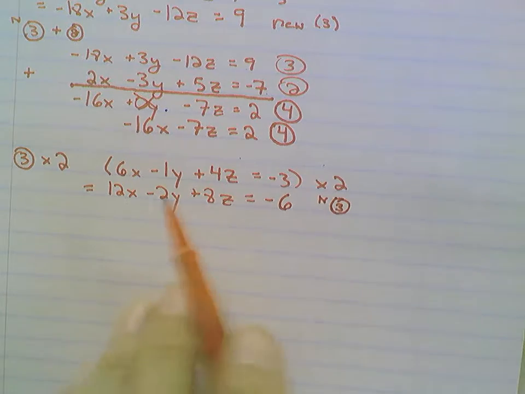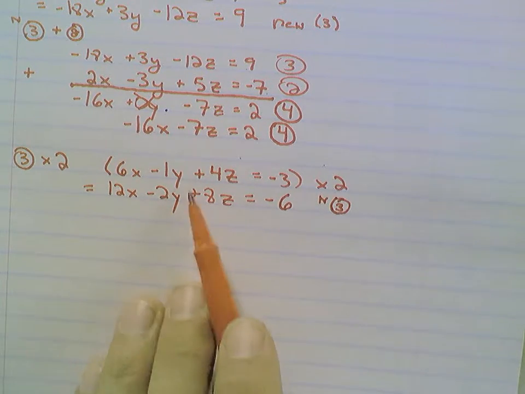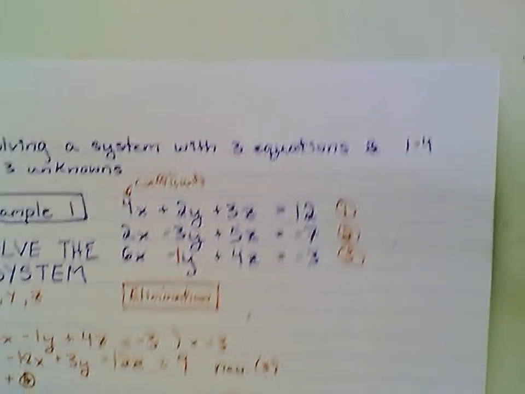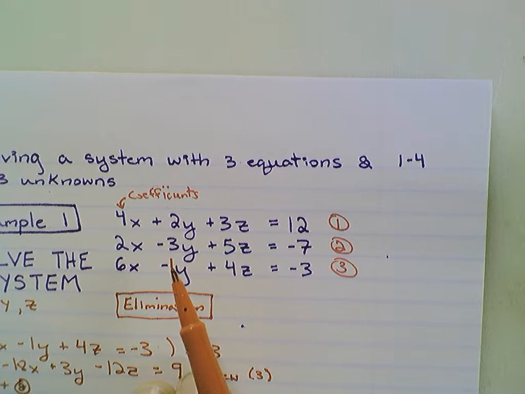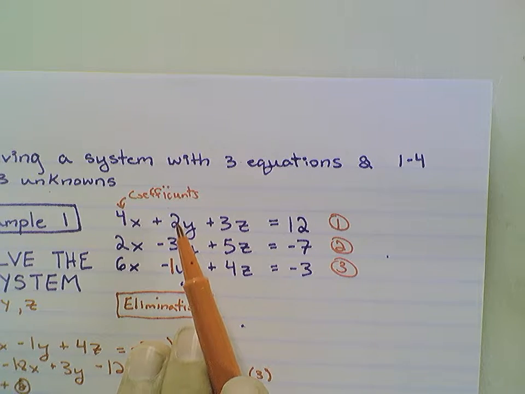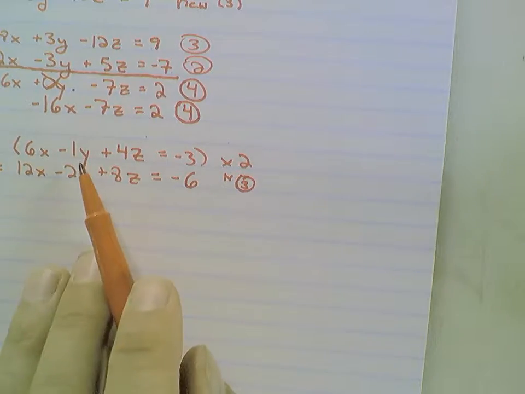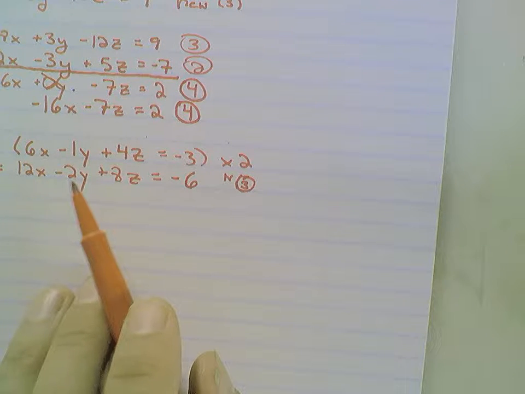The reason I'm doing this is that it changes the y term to negative 2. Looking back at my three equations, I want to change this negative 1 to a negative 2 so that when I add it to the first equation, the 2y will cancel with the negative 2y down here. That is why I multiplied this row by 2. It'll get those terms to cancel when I add them.